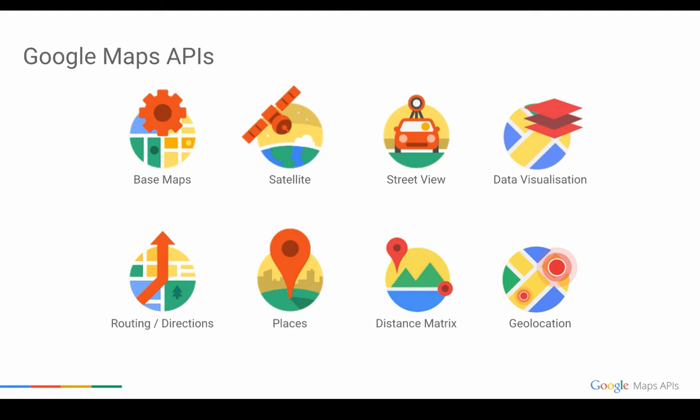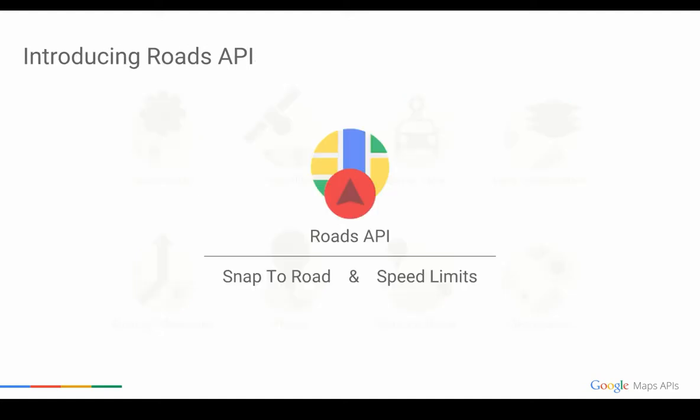We're constantly making additions and improvements to these APIs, and we recently launched the Google Maps Roads API. The Roads API leverages Google's accurate and up-to-date road network information that you see in Google Maps. Currently, there are two main features of the Roads API: Snap to Road and speed limits. So let's take a closer look at these features.